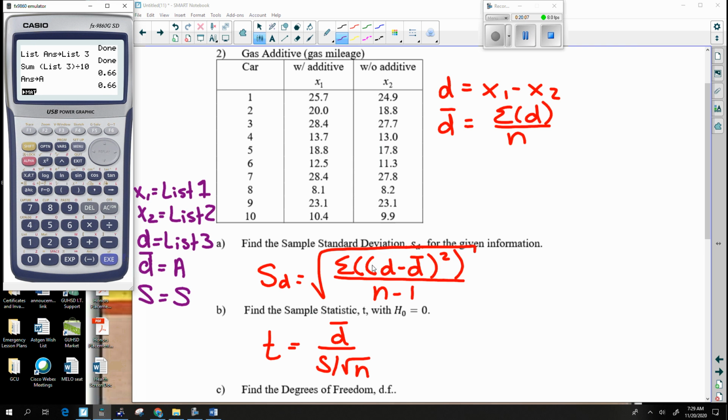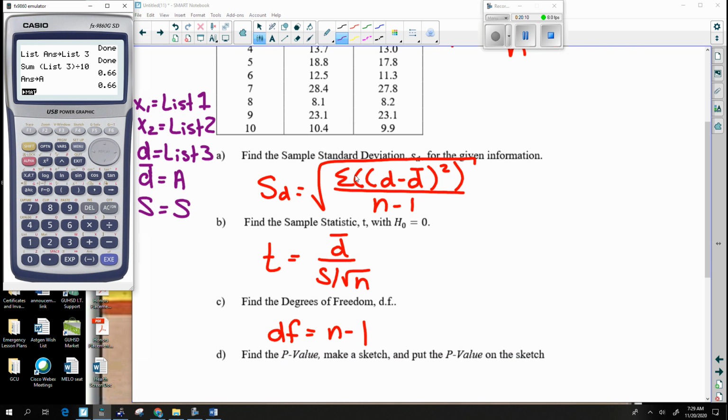Okay, here we go. So now I am on to the sample standard deviation. So I begin with that numerator. So that begins with the sum, open, open, D, which is list 3, minus D bar, which is the average, letter A, closed, squared, closed. That's the numerator. I divide by the denominator, which is n, 10, minus 1, so that's 9. I have to square root that. And that is what we get.